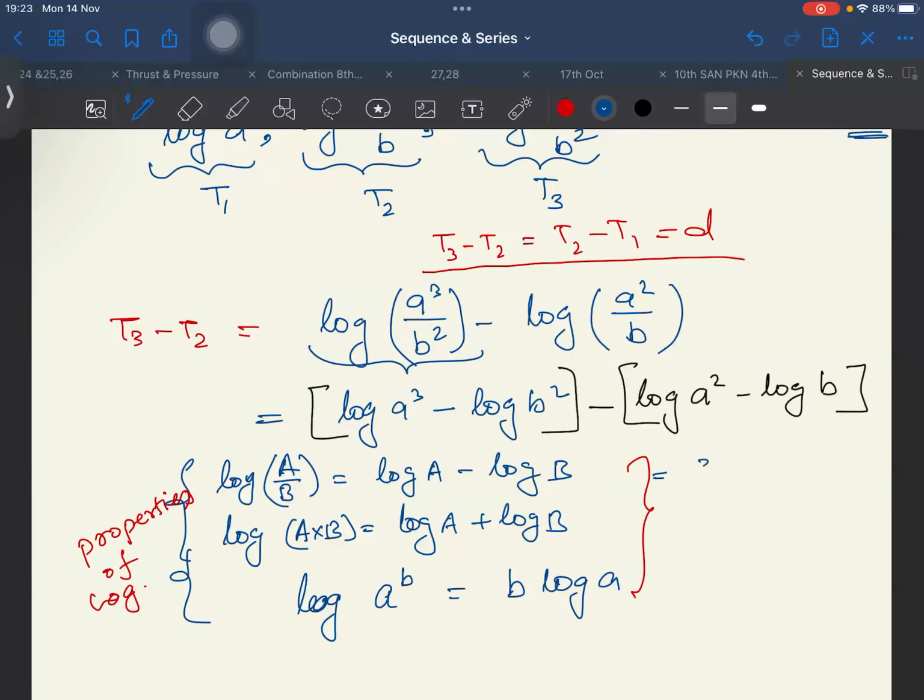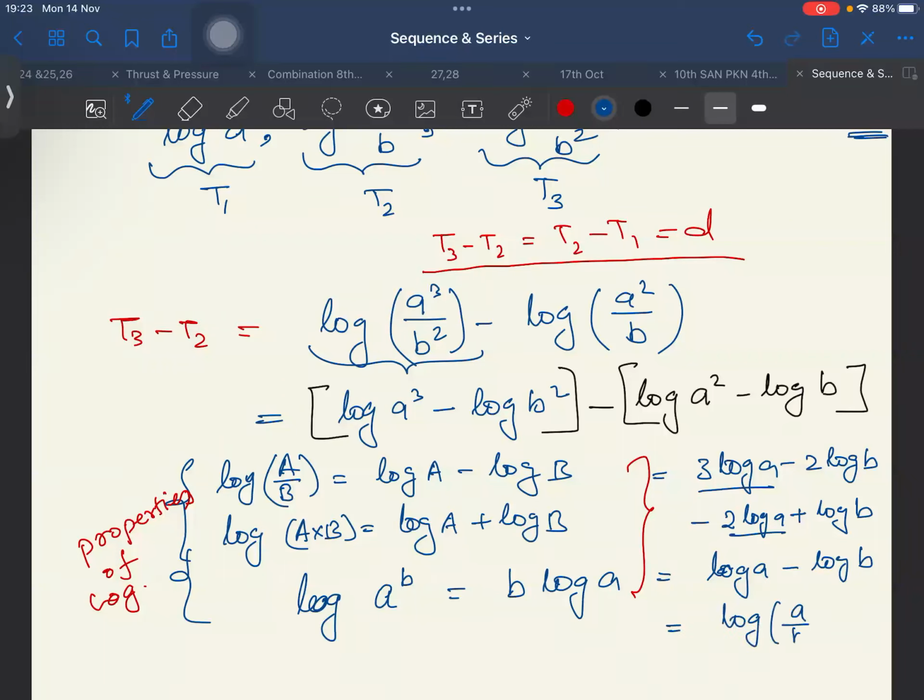So this will be 3 times log A minus 2 times log B, minus 2 times log A plus log B. Fine. So what will this become? If you subtract this and this, you will get log A, and from here you will get log B. So log A minus log B can be written as log A upon B. So this is your common difference, T3 minus T2.